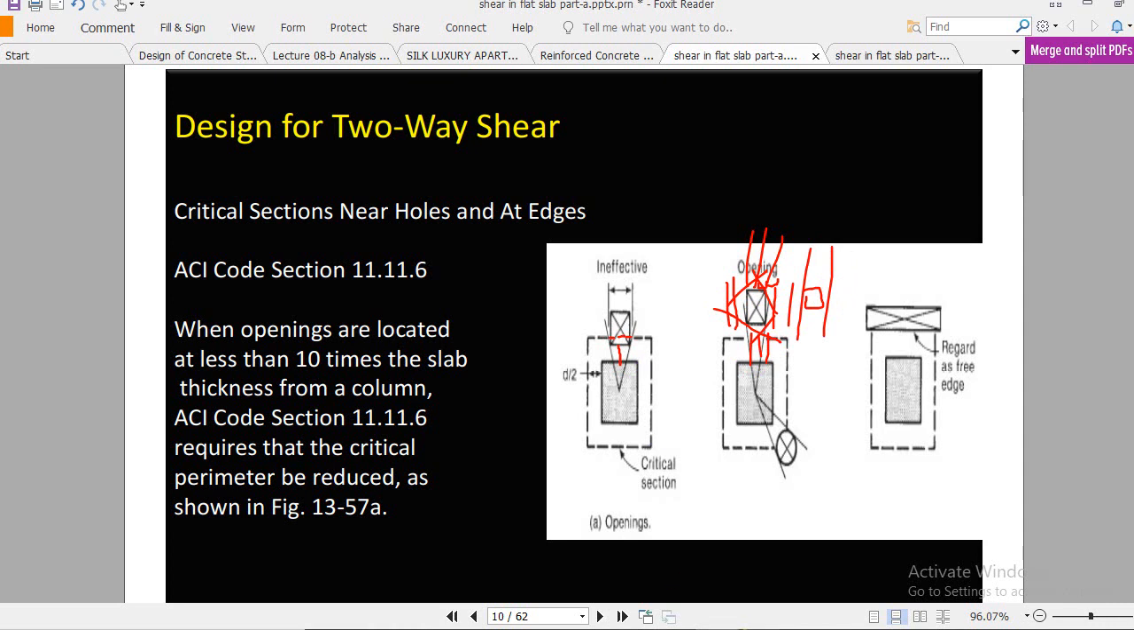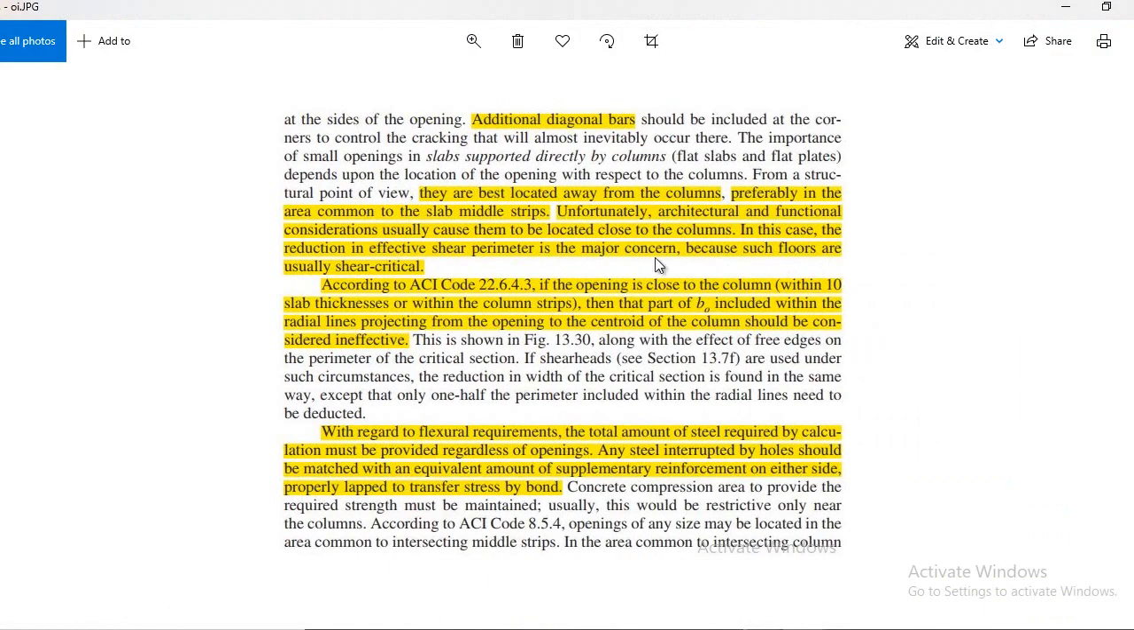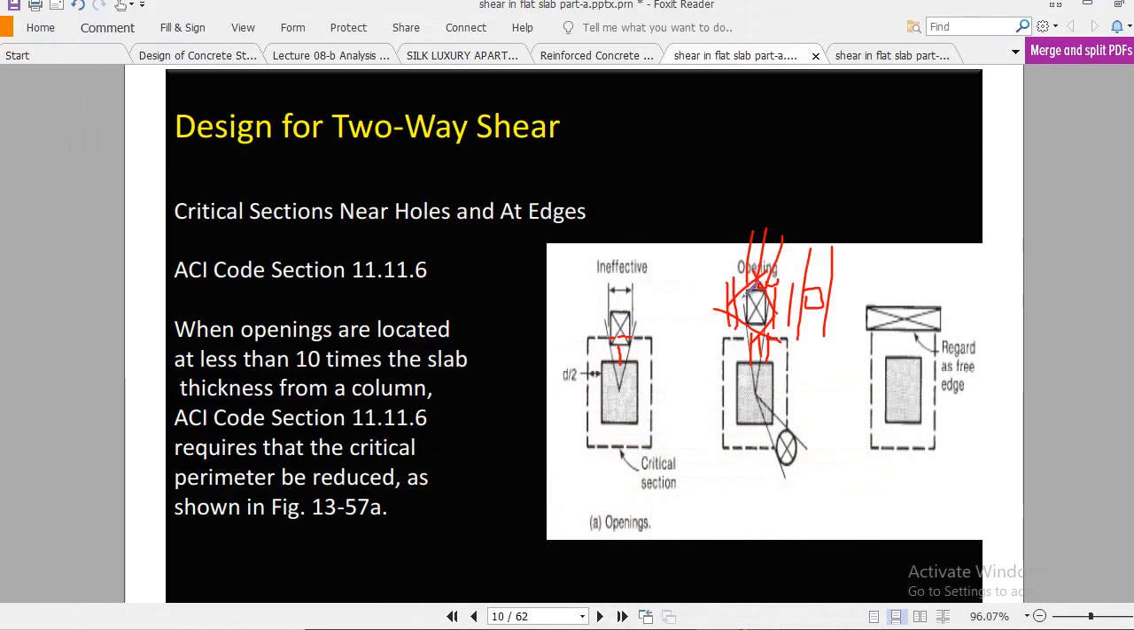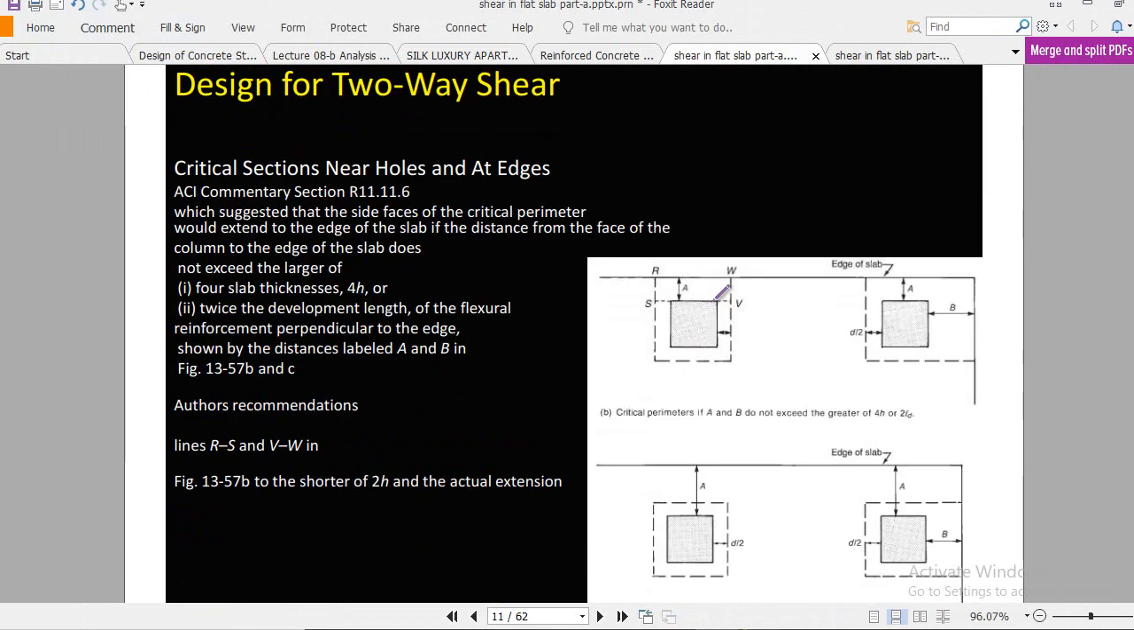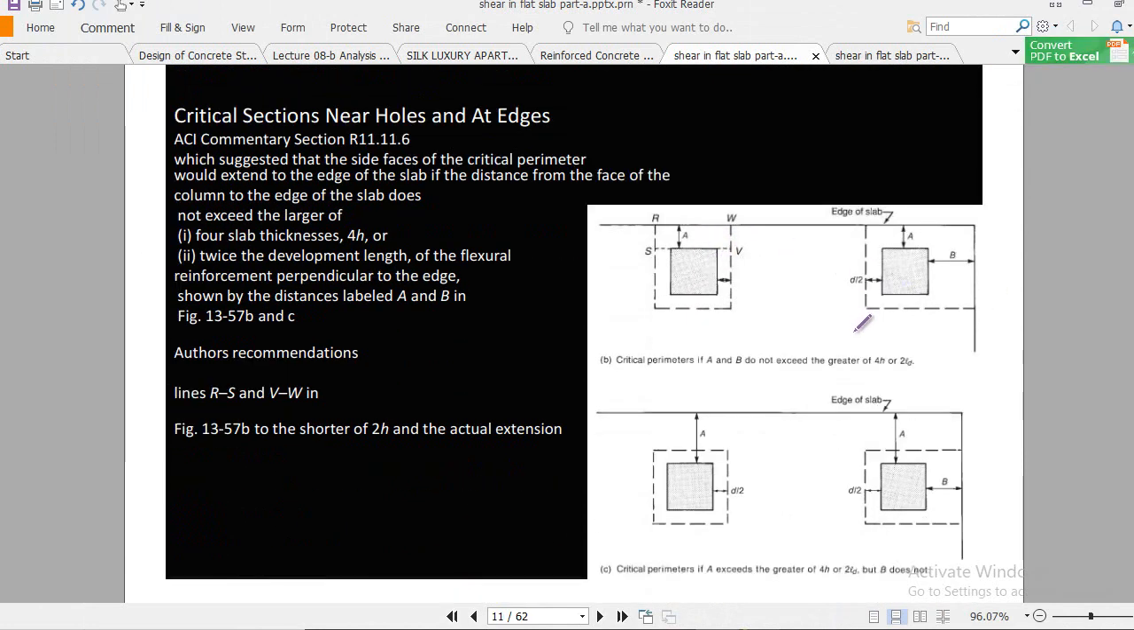Okay, so you can go to the McGregor book or the Nielsen book and read these paragraphs. Okay, the next thing is a very important case. For example, in the case of an edge column, when you are calculating your critical parameter, you already see that in the case of an edge column, there is some cantilever slab present.